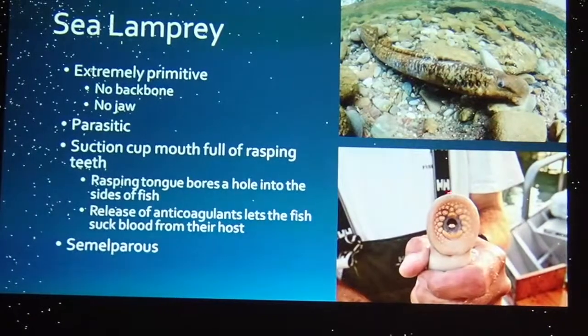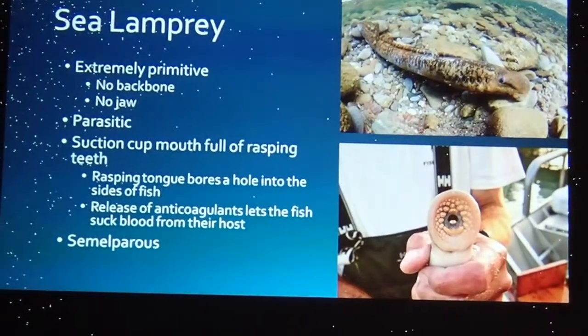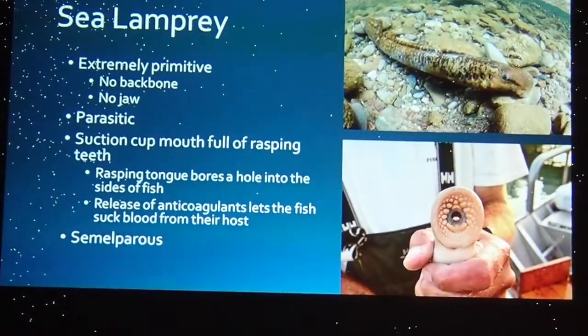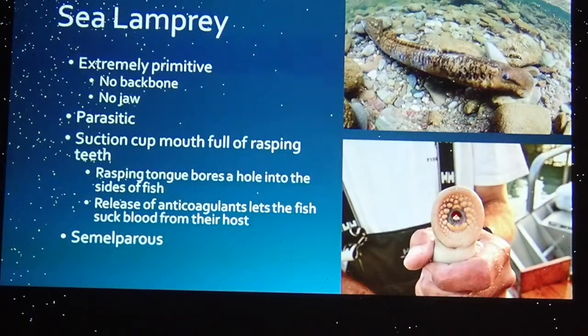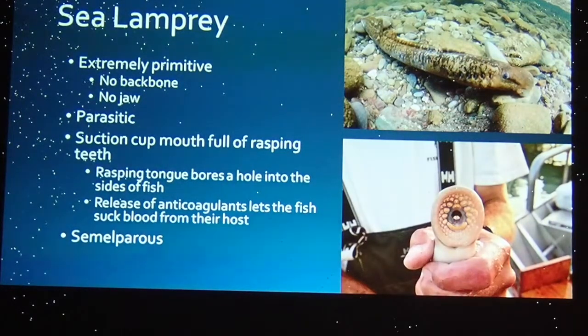And so here's what their jaw, quote unquote, looks like. They don't have a jaw, again. They just have these rasping teeth here, and then a rasping tongue there that they use to bore into the host fish. Then they can secrete an anticoagulant out of their body to help prevent clotting of the blood as they begin pulling body fluids out of the host fish that they feed on.